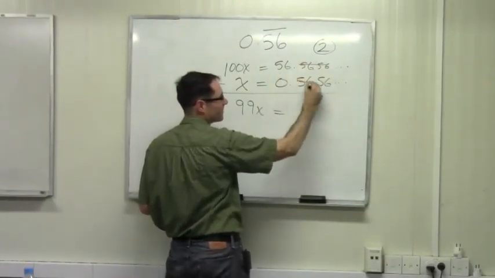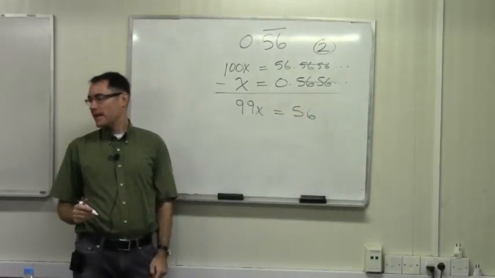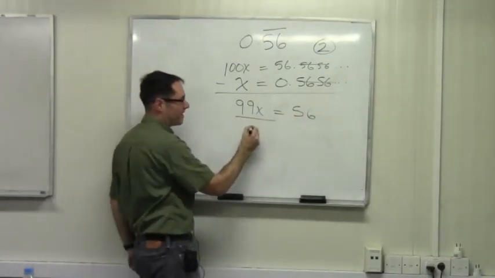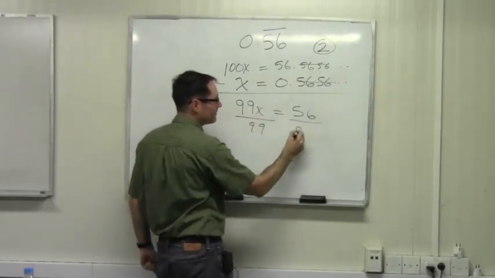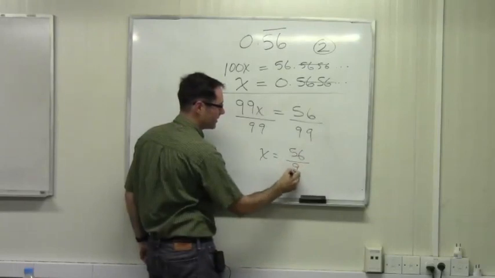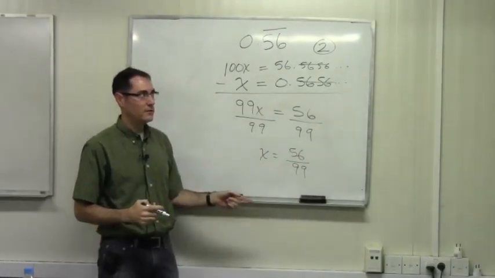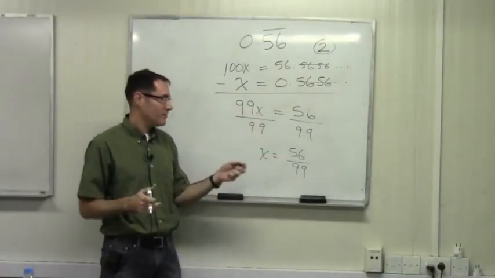All this is going to cancel out and go away. So you're left with 56. And now you divide both sides by 99. And you end up with x equals 56 divided by 99. And you can reduce that if you can. I don't think you can reduce that one. But if you wanted to, you could.